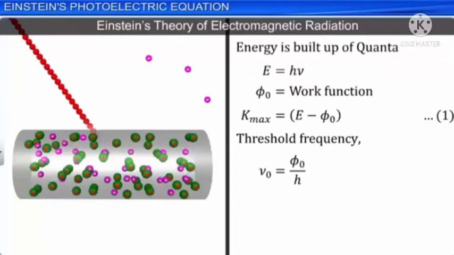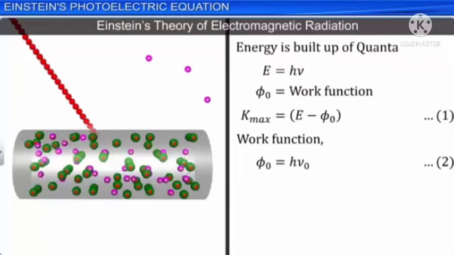Threshold frequency, nu naught, is the minimum frequency of the incident radiation required to just cause photoelectric emission from a metal surface. Since nu naught is equal to phi naught by h, we have phi naught equal to h nu naught. Let this be equation 2. Substituting the value of phi naught from equation 2 in equation 1, we have the maximum kinetic energy of ejected electrons, K max, equal to h nu minus h nu naught, since E equals h nu.